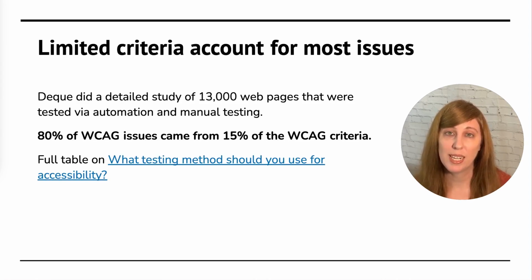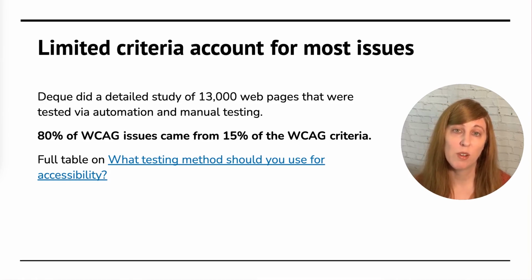Automated testing can find about half of the issues on a website. Deque had done a detailed study of 13,000 pages that they tested via both automation and manual testing. This was, of course, done with the Deque Axe tool. They found that about 80% of the WCAG issues came from about 15% of the WCAG criteria. Many agencies want to leverage automated testing, but the question is, how good is automated testing? They found that automation could find roughly half of the total issues on a website.